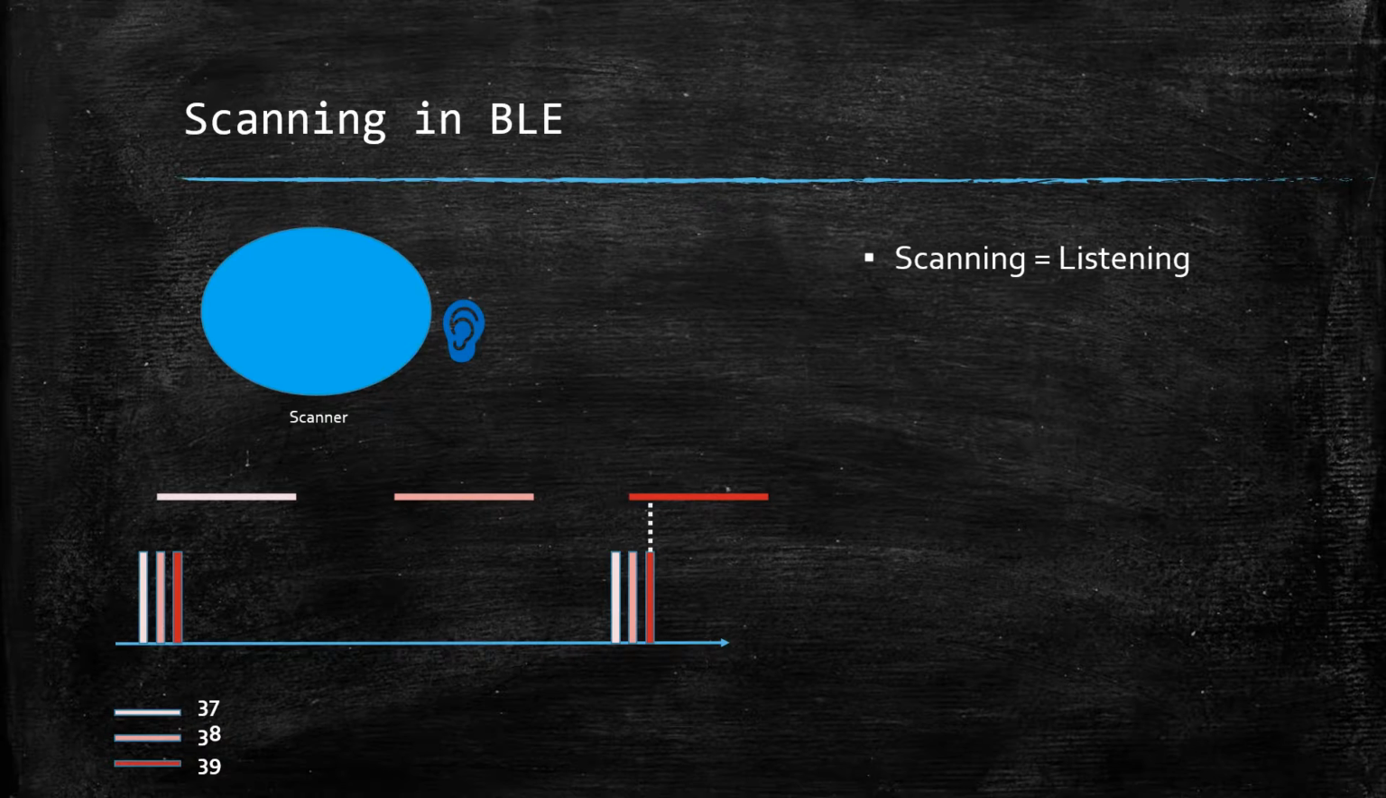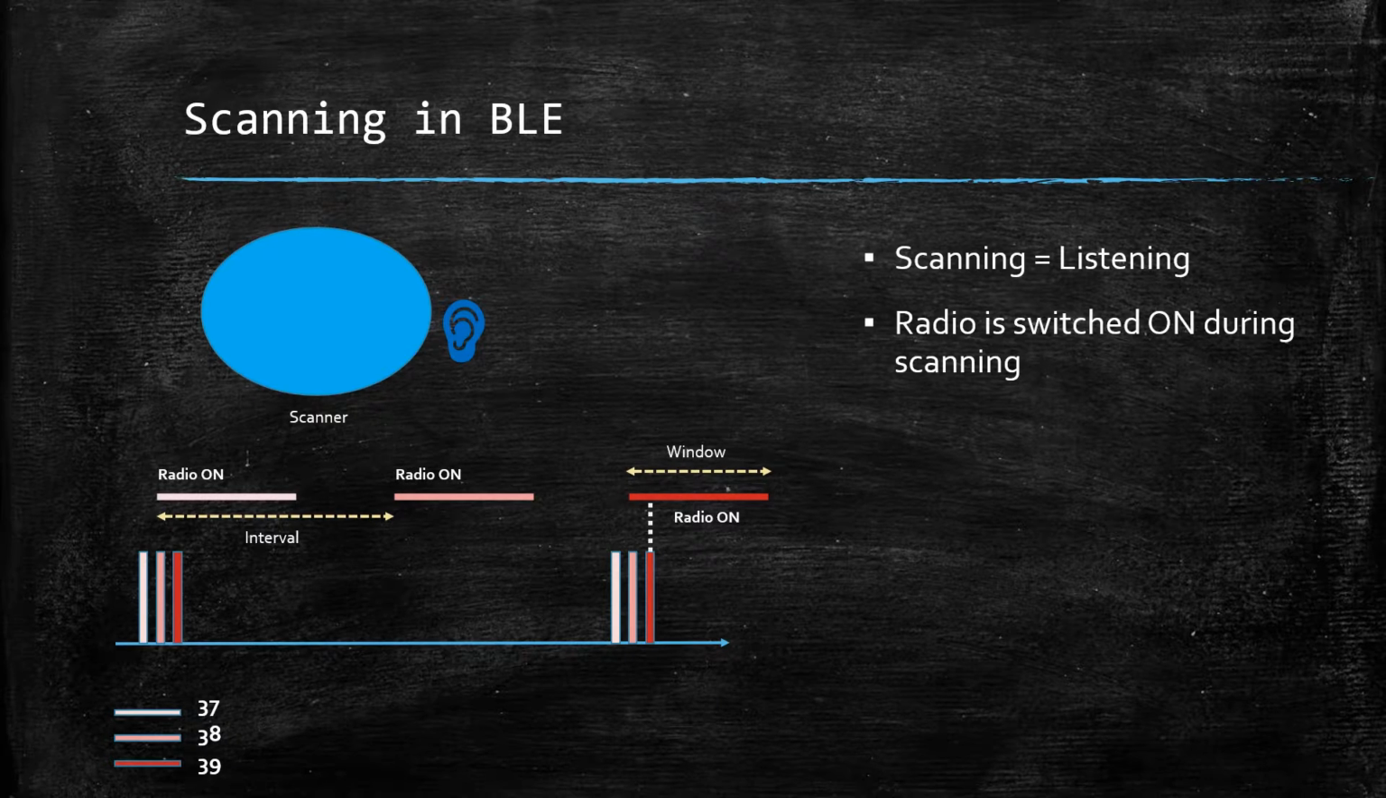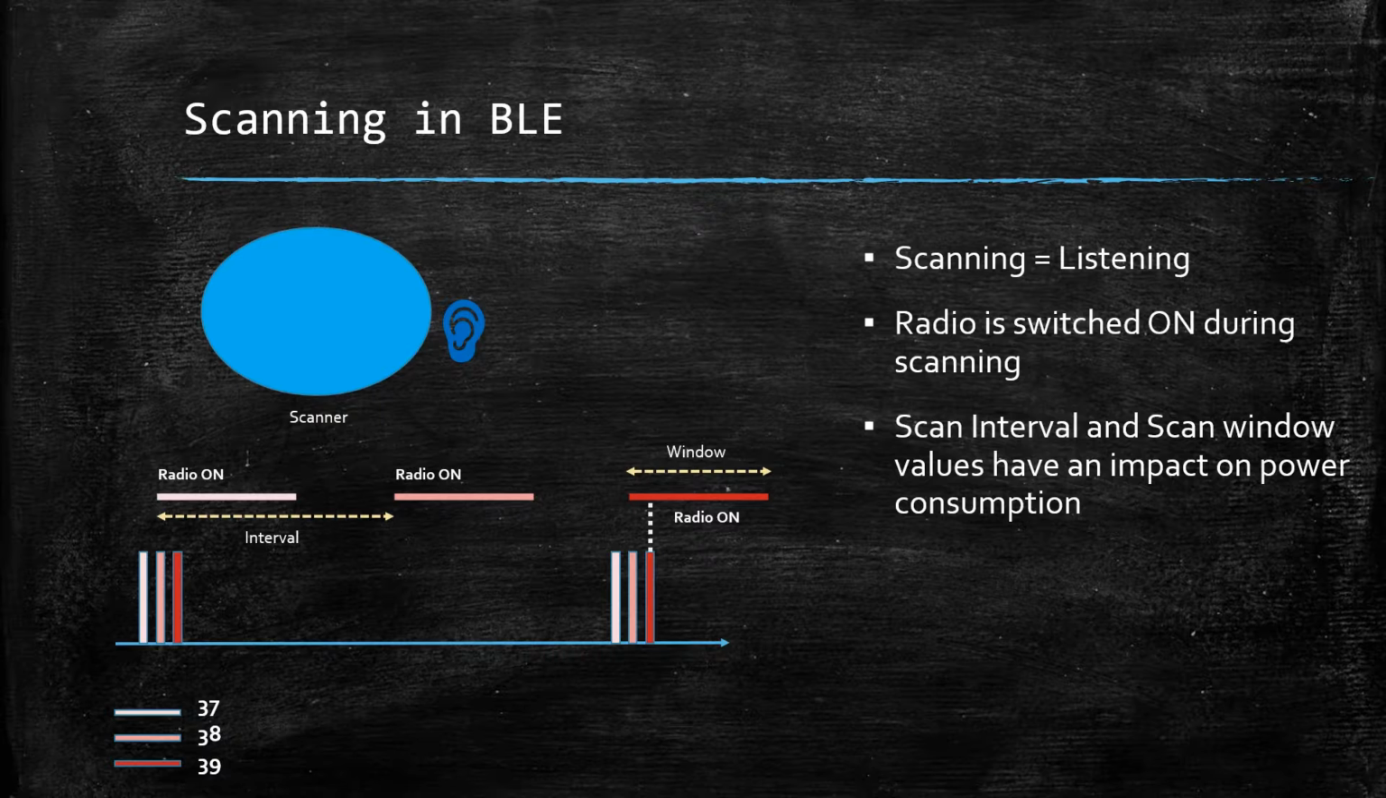How frequently the scanner listens for these packets is defined by the scan interval, and for how long a scanner listens for these packets is defined by the scan window parameter. Similar to advertising interval, these two values also determine the amount of time for which the radio is on, which means they both have an impact on power consumption.